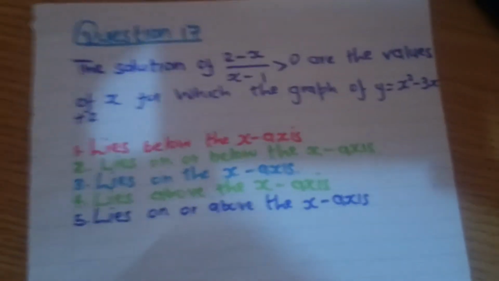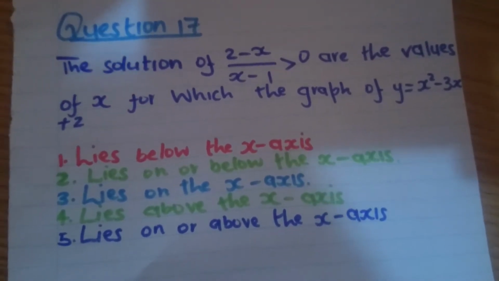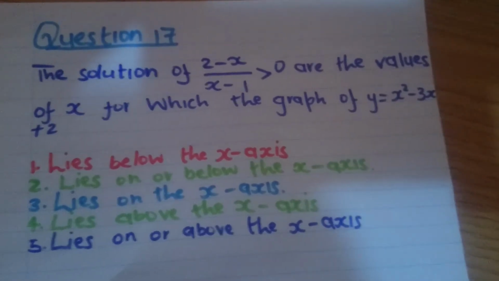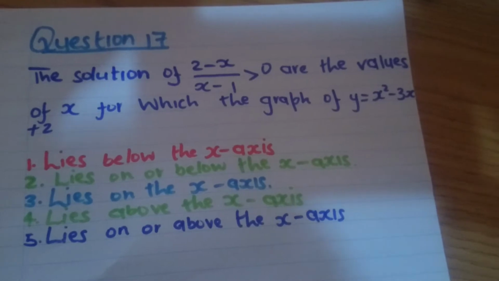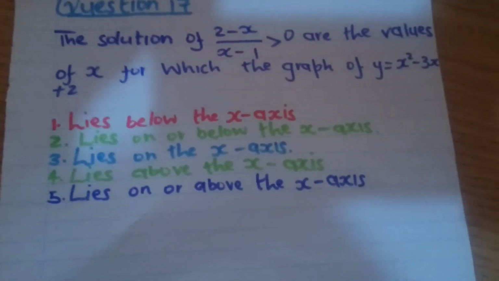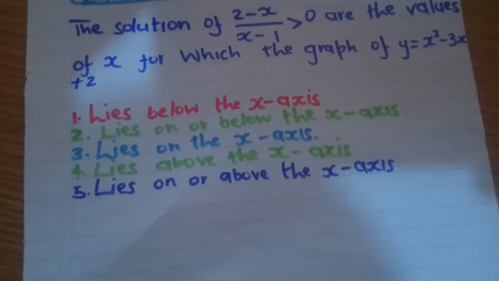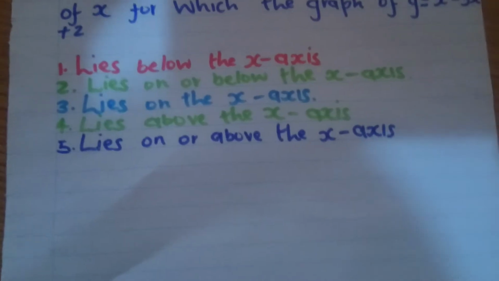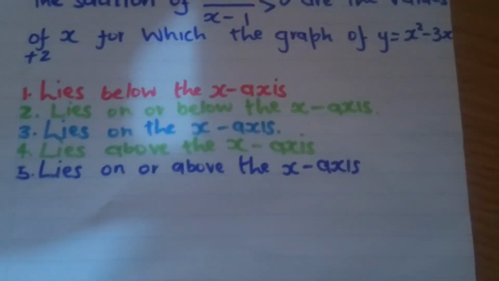All right, so we go to question 17. Given the solution, find the solution of (2 - x)/(x - 1) > 0. These are the values of x for which the graph of y = x squared - 3x + 2. We're given options: the first, lies below the x-axis; lies on or below the x-axis; lies on the x-axis; lies above the x-axis; or lies all above the x-axis.